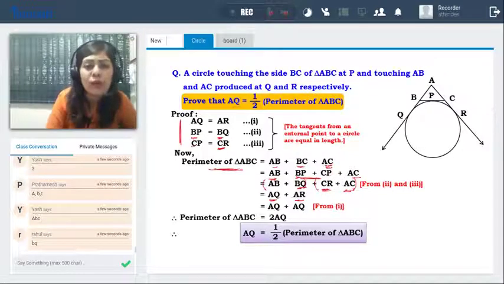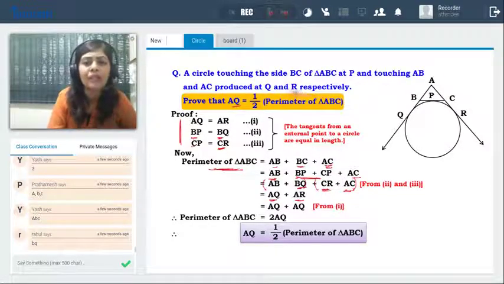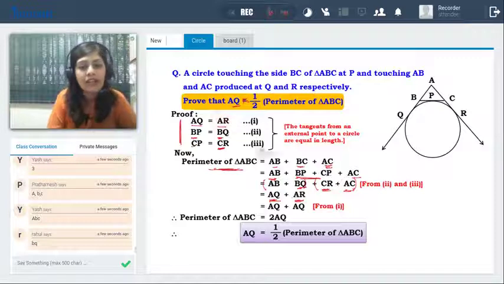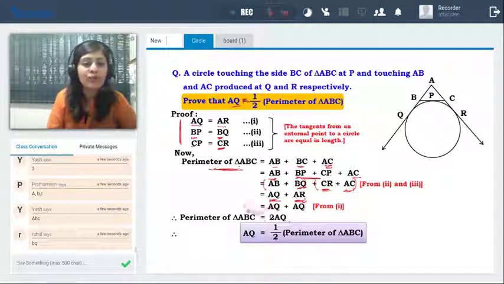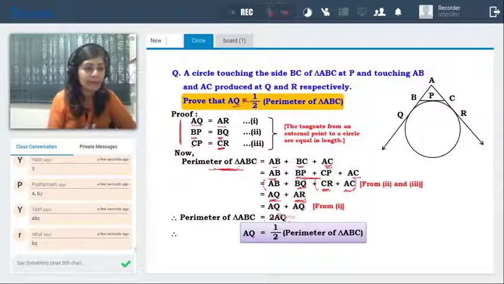But what do I want? I want AQ to be half perimeter of ABC. That means perimeter of ABC should be 2 times AQ. We have 1 AQ, 1 AR. Time to go to the first equation. AQ is equal to AR. So just replace AR with AQ. So perimeter of ABC is AQ plus AQ. It is twice AQ. Shift 2 on the other side. Multiplication becomes division. AQ is half perimeter of ABC.